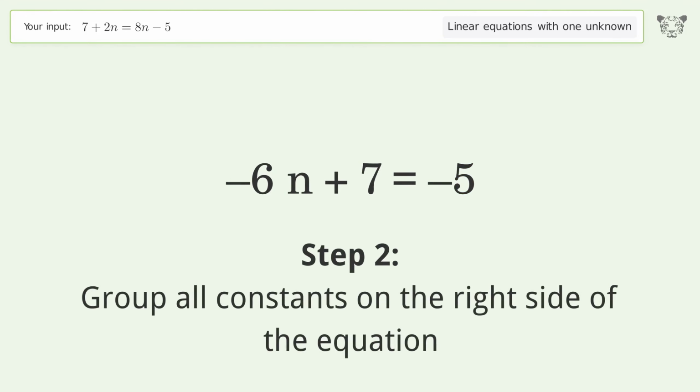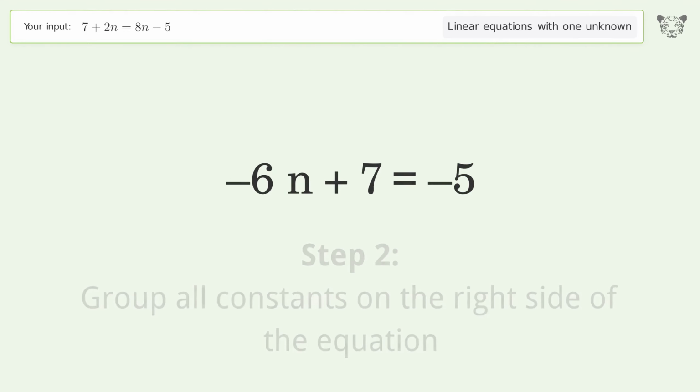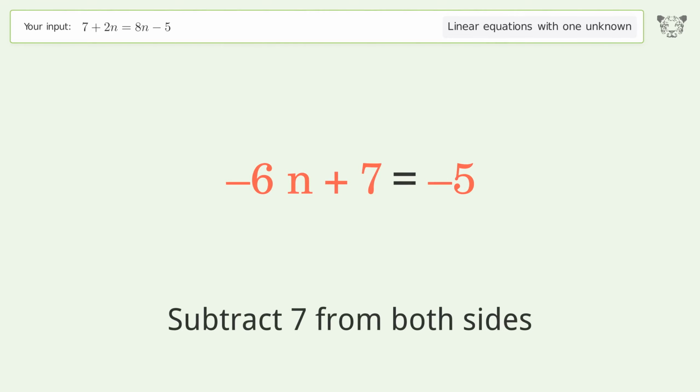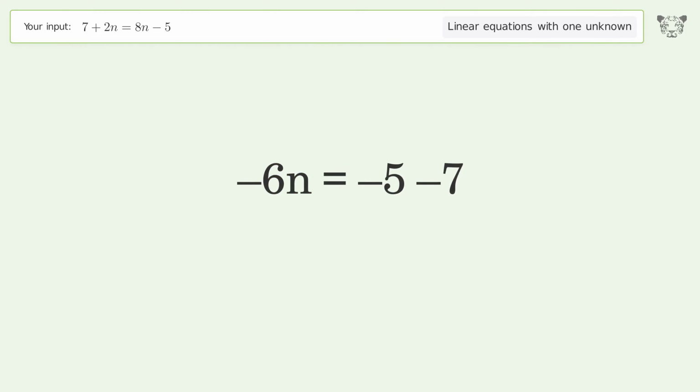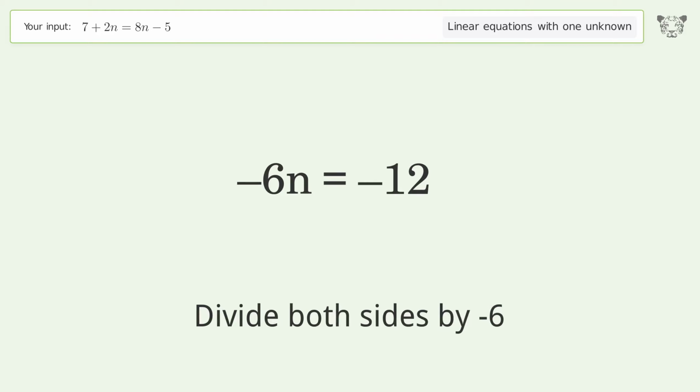Group all constants on the right side of the equation. Subtract 7 from both sides. Simplify the arithmetic. Isolate the n. Divide both sides by -6.